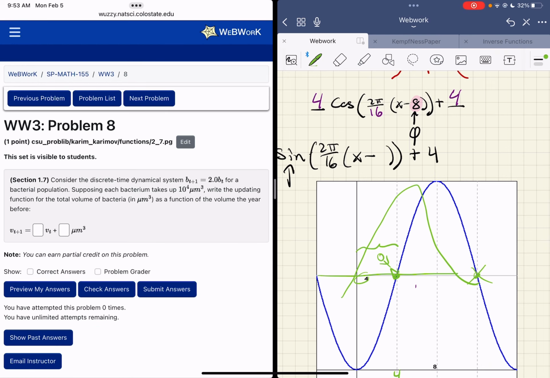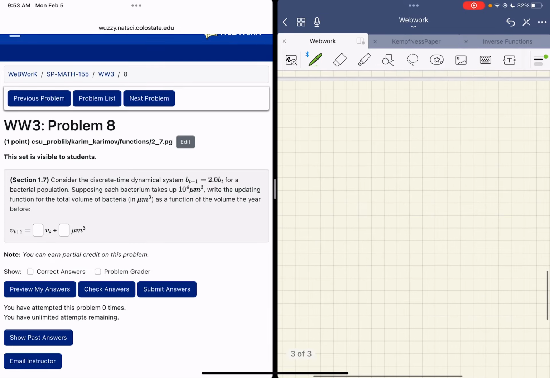Sweet. So now we get into the stuff that I actually like. Memorizing sines and cosines, I hate it.